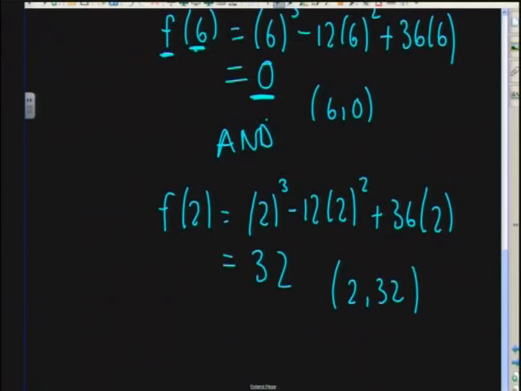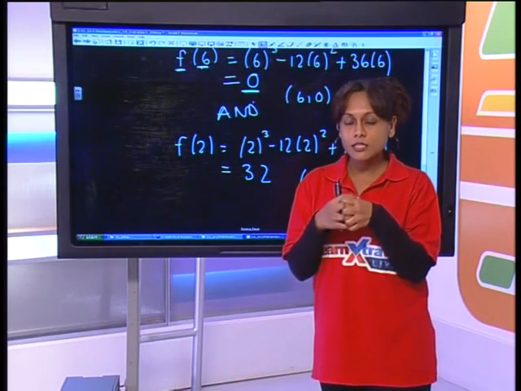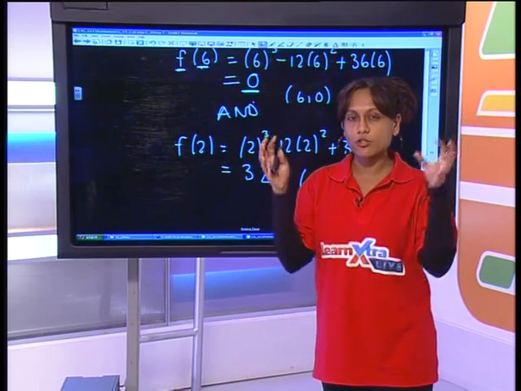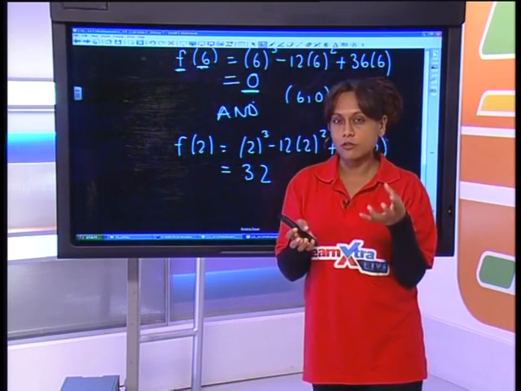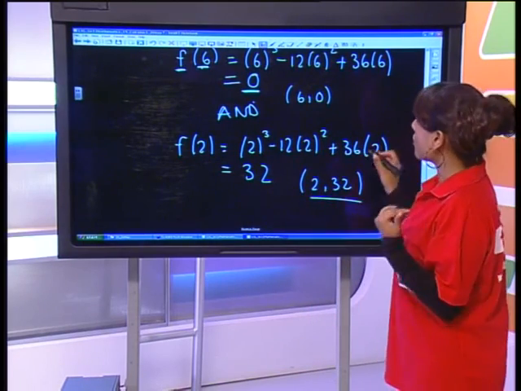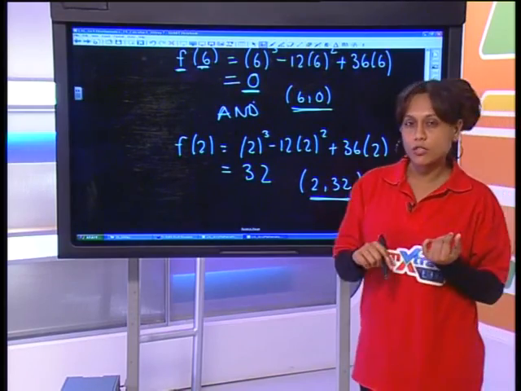And guys, that's very, very important. When you're asked to find stationary points, it's not just x values, right? You need to substitute those x values that you find from letting your derivative equal to 0. You have to substitute that back into the function to get your y values. All right. Once you've got those, then you've actually got the stationary point, which, as you can see, are coordinates.